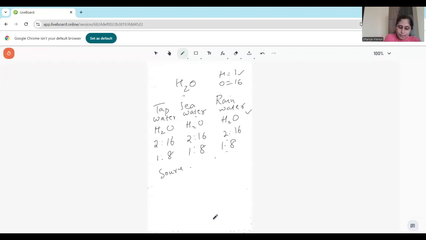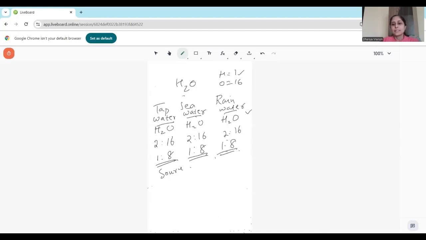So whether it is tap water, seawater or rainwater, hydrogen and oxygen are combined in the ratio 1 is to 8, irrespective of the source. Even spring water, river water, well water, whatever it is, hydrogen and oxygen are combined in the ratio 1 is to 8. So irrespective of the source, the elements are combined in the same ratio by mass in a particular compound.